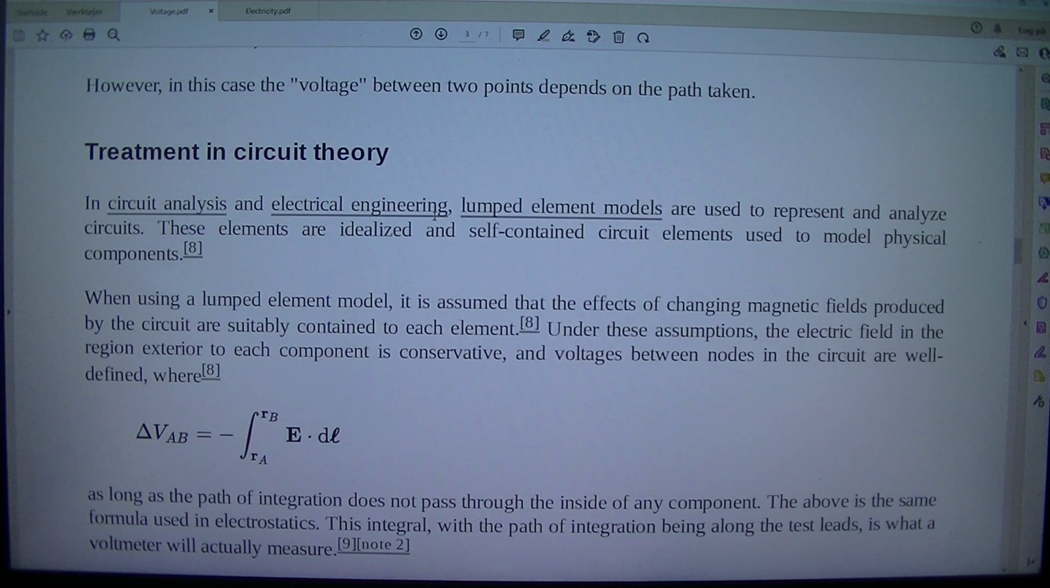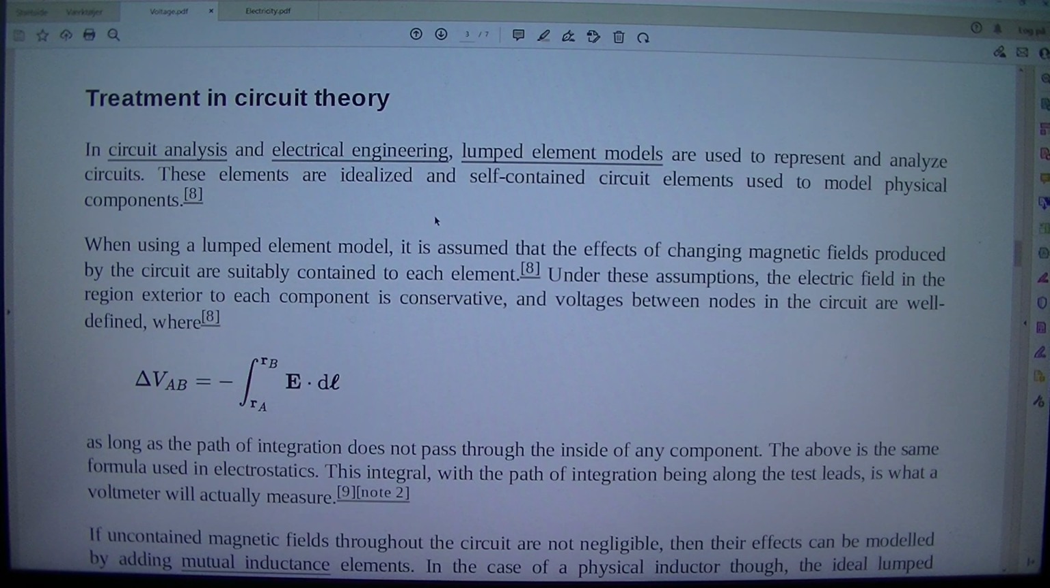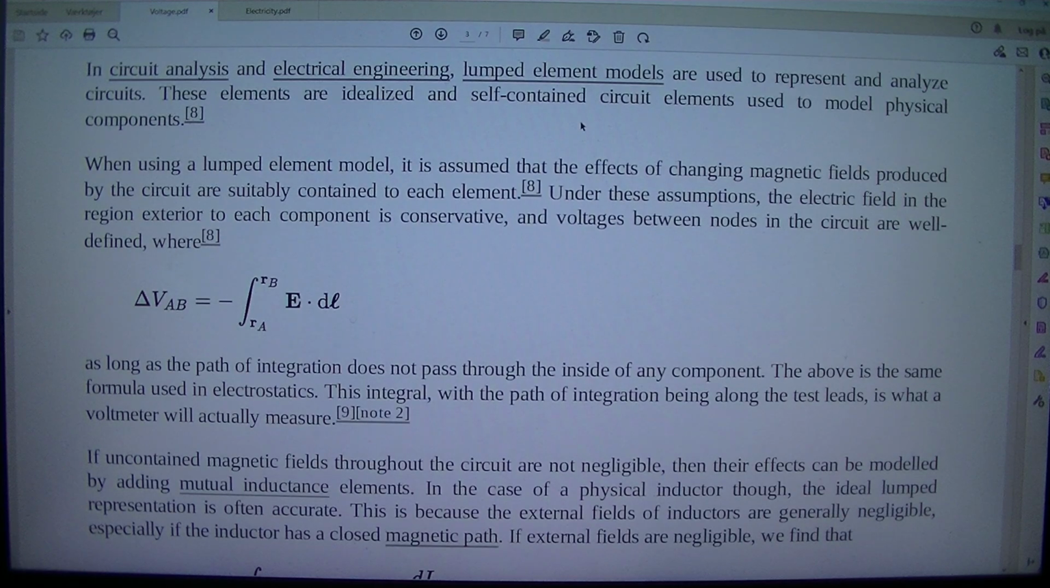Treatment in circuit theory. In circuit analysis and electrical engineering, lumped element models are used to represent and analyze circuits. These elements are idealized and self-contained circuit elements used to model physical components. When using a lumped element model, it is assumed that the effects of changing magnetic fields produced by the circuit are suitably contained to each element.